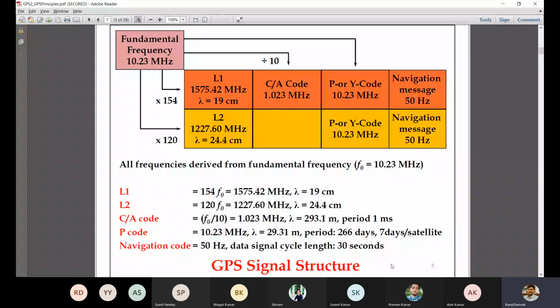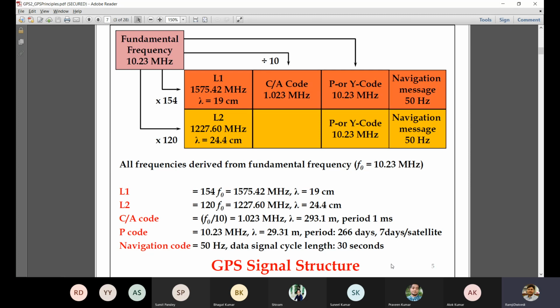with the help of some multipliers or carrier frequency generators, you generate L1 and L2. L1 at 1575.42 megahertz, which has a wavelength of 19 centimeter, and L2 at 1227.60 megahertz with a wavelength of 24.4 centimeter. So they generate two kinds of carrier. Although at present, as I've told you, there is an L5 carrier also, and there is an M code also, which is the military code.